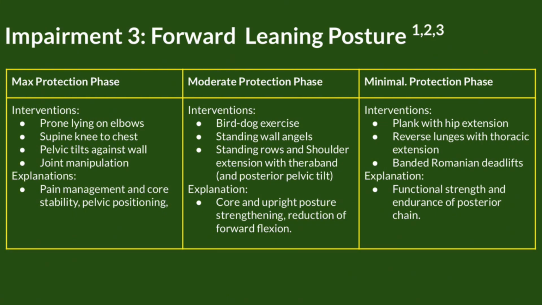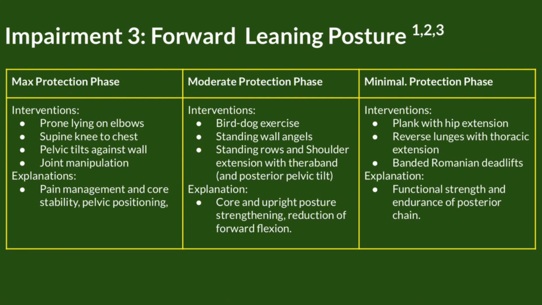All right, so for our third impairment, we have a forward-leaning posture. For interventions for the max protection phase, we have prone lying on elbows, supine knee to chest, pelvic tilts against the wall, joint manipulations. You can also do some soft tissue work, like on the hip flexors. The explanation for this is we're putting emphasis on pain management, core stability, and pelvic positioning.